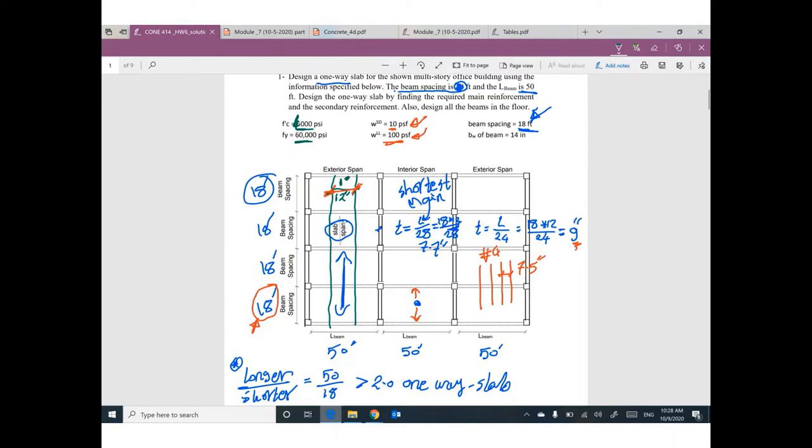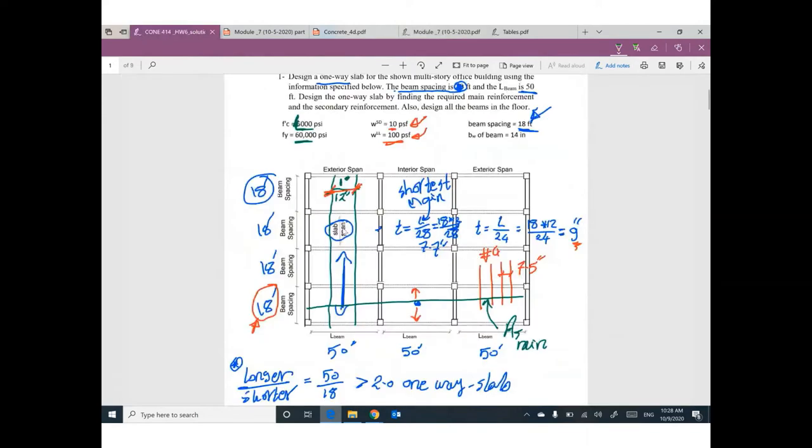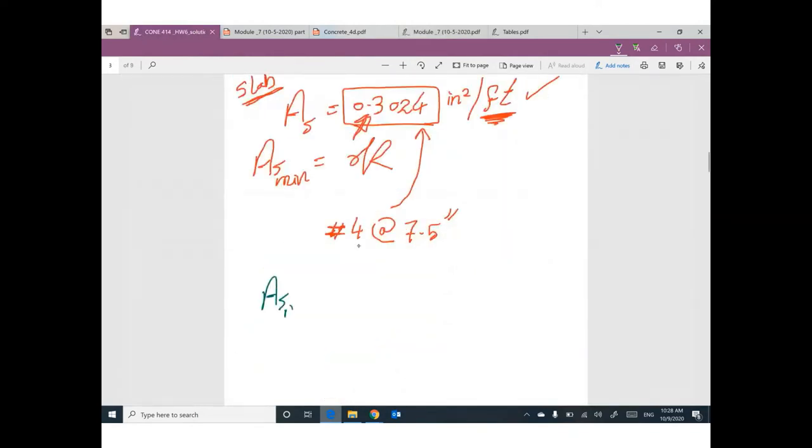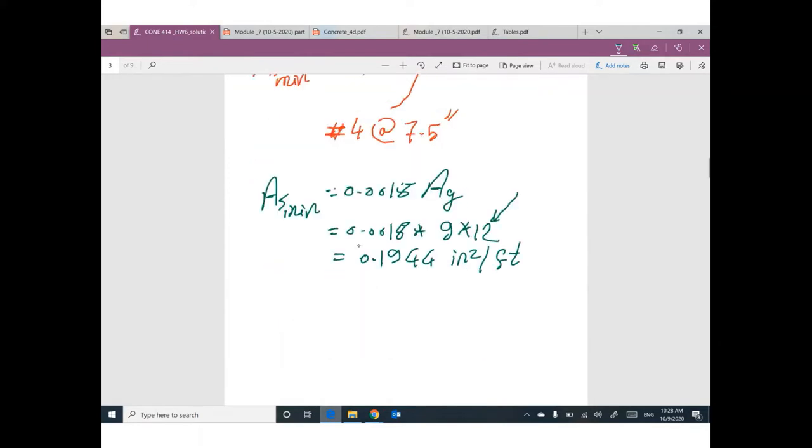One of you will ask me a good question. What is the reinforcement for this slab in this direction? Minimum. Your minimum value, I believe, will be 0.0018. Area of steel minimum will be 0.0018 times area gross, which is 9 times 12. How much? 0.1944 inch square per foot, because I used one strip with unit width.